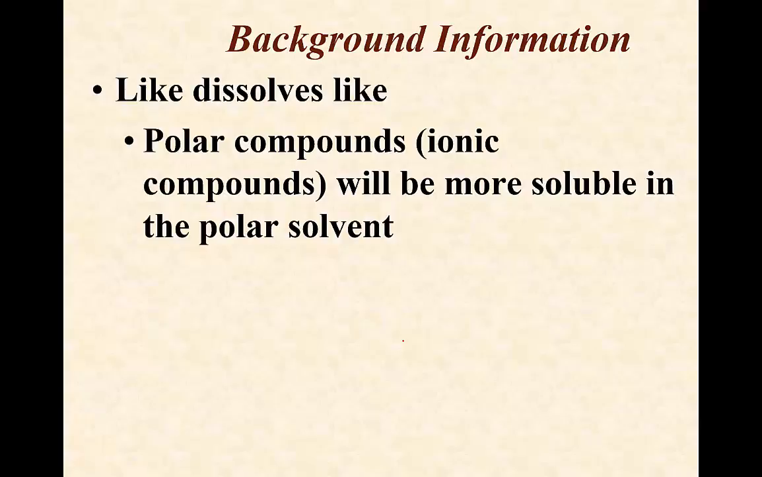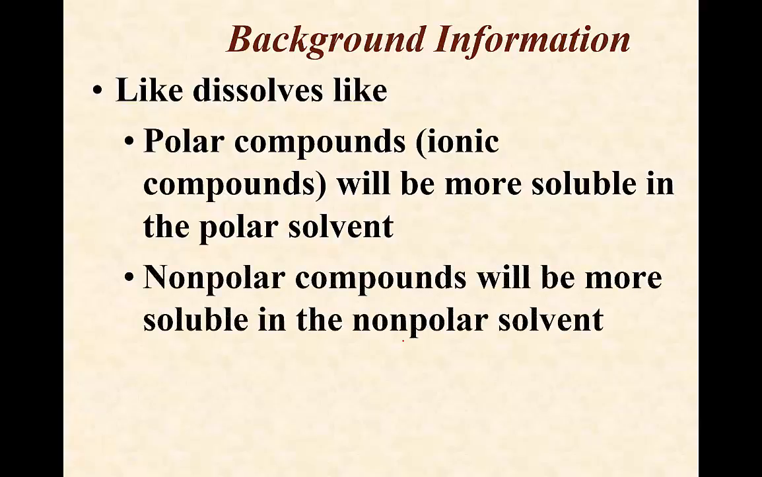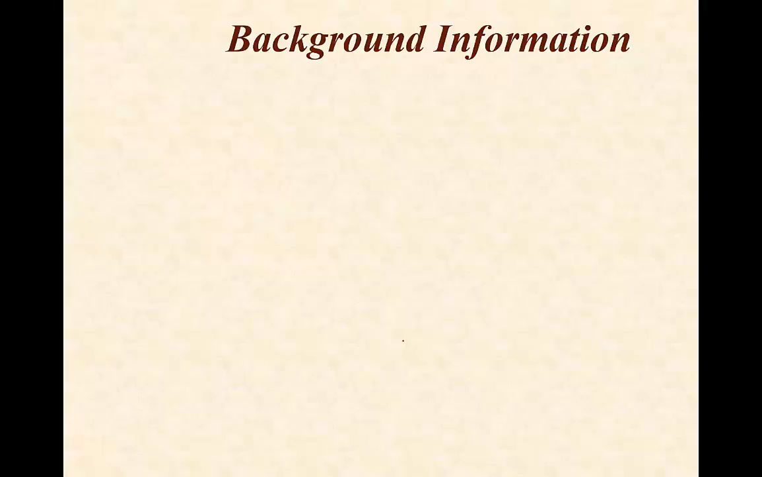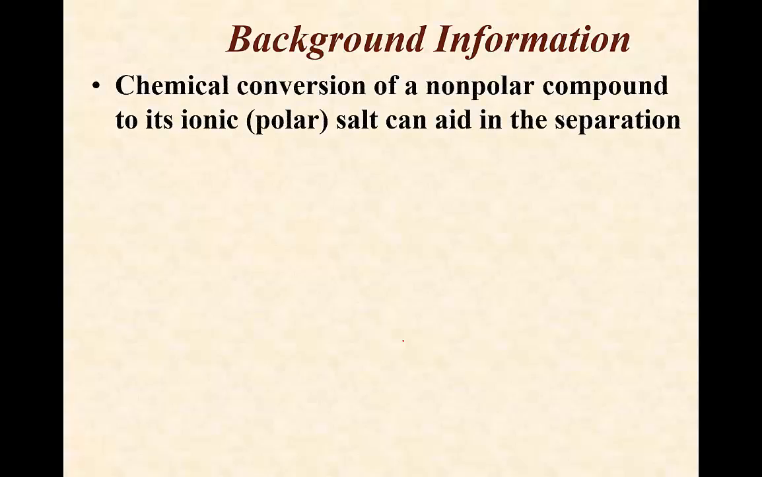So when you look at the compounds that you're separating, if you have polar compounds, those are going to be the ionic compounds, the ones that are metal and non-metal. Those will be more soluble in the polar solvent, like dissolves like. Non-polar compounds are going to be more soluble in those non-polar solvents that we had. So that's what we're going to use to our advantage to isolate these compounds. We need to look at the compounds themselves and decide what's going to be in what layer.